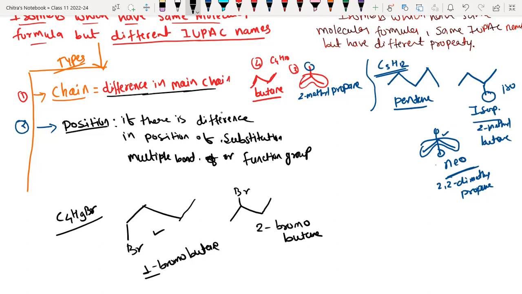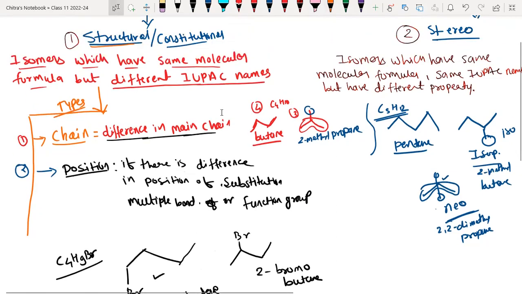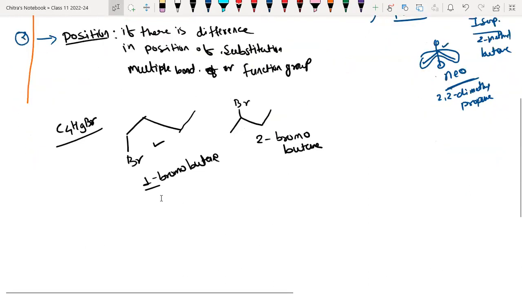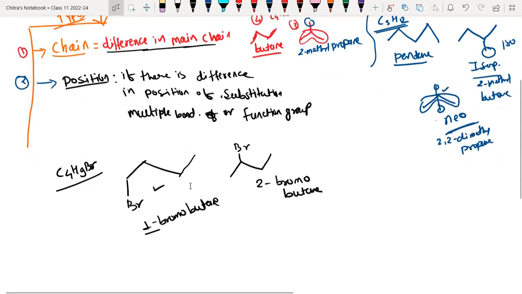Sir, in positional isomers, the IUPAC name is also different, right? Yes. We already went through this in structural isomers: there is a difference in IUPAC name all the time. That's why we have different names, 1-bromobutane and 2-bromobutane. Second thing, we can change the position.